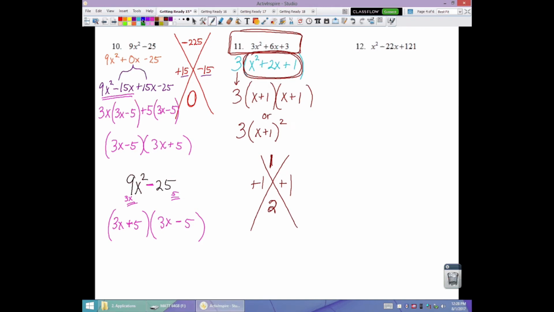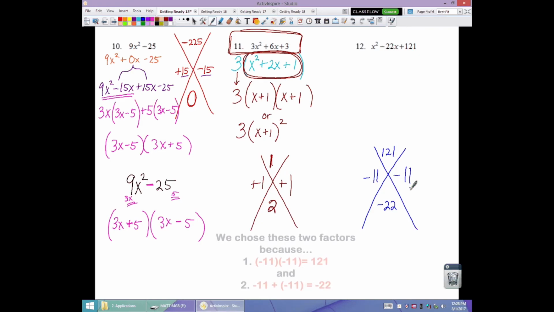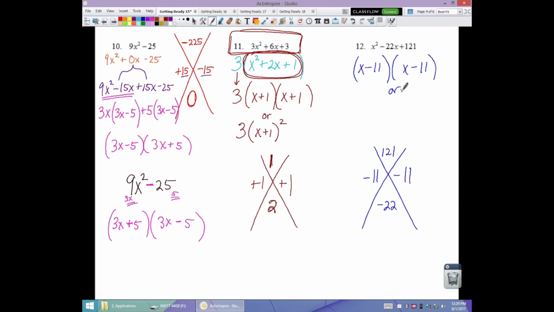In number 12, we're back to an a value of 1, so this will go a little quicker. There is no GCF. We make our little x. Our product should be 121, our sum negative 22. So same signs, both negative. What factors of 121 add up to 22? That's 11 and 11. So we get x minus 11 times x minus 11, or quantity x minus 11 squared.